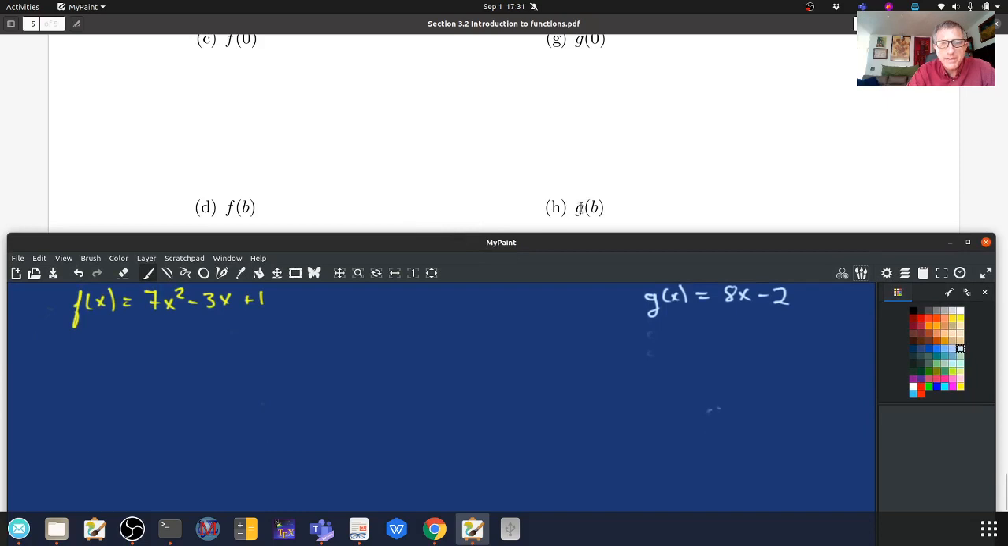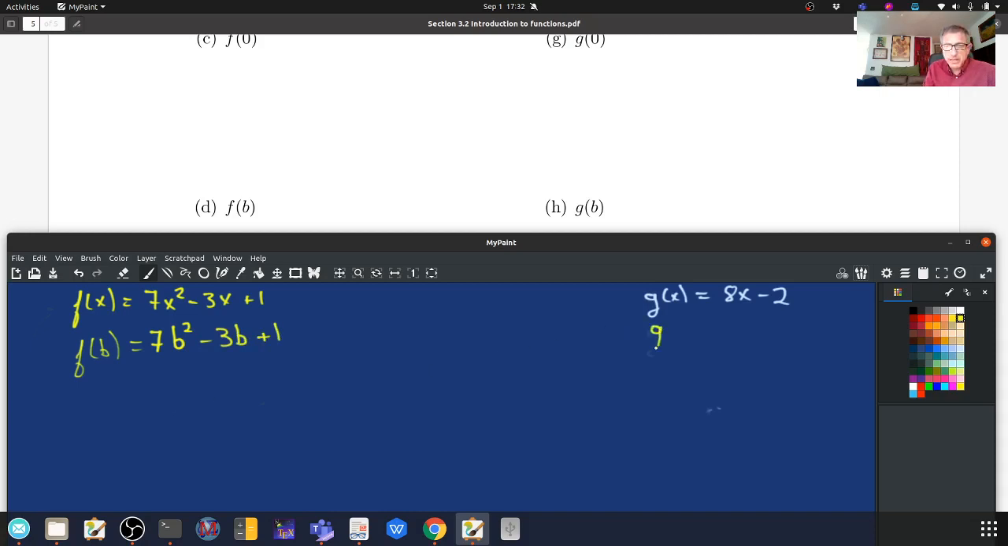So I'm going to find f of b and g of b. But it's really simple. F of b. Well, when it was f of 1, I just took 1 and replaced it with x and evaluated. B is some number that I don't know. So literally all I do is I replace the symbol x with b, and I'm done.